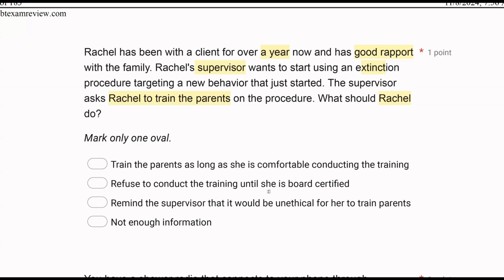B, refuse to conduct a training until she is board certified. Rachel's been given permission. If she understands what she's doing and she's competent, she is now allowed to train those parents. What we can't do is go off as technicians and train on our own without guidance. C, remind the supervisor that it would be unethical for her to train parents. There's nothing unethical here as long as Rachel, again, is well trained, is competent, is comfortable, and has been given permission. Since those are true, assumingly, Rachel can train the parents as long as she is comfortable conducting the training.